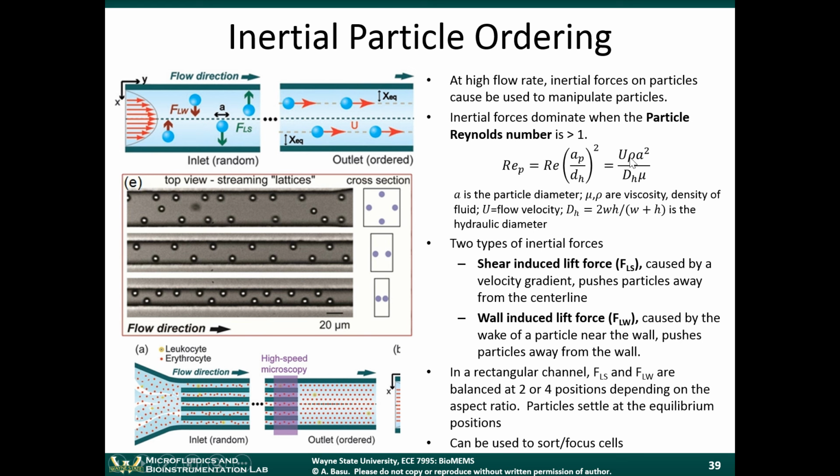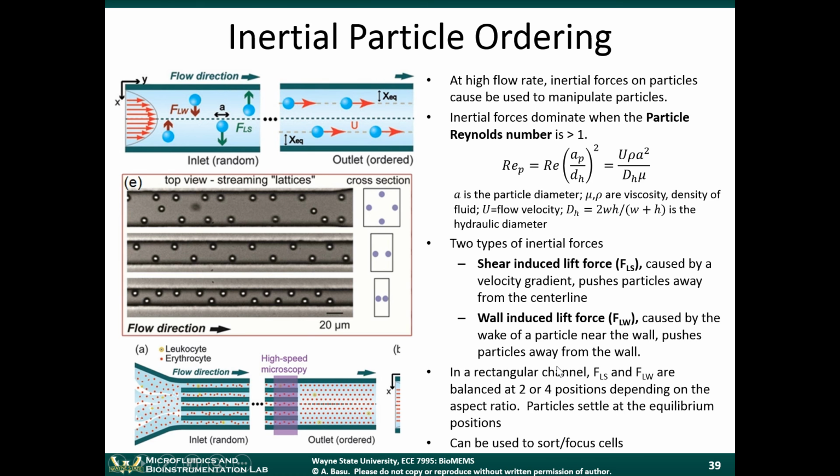So enough Reynolds number so that the particle Reynolds number ends up being greater than 1. Then inertial forces start to play a role. There's two types of inertial forces that act on the particles, the shear-induced lift force and the wall-induced lift force.